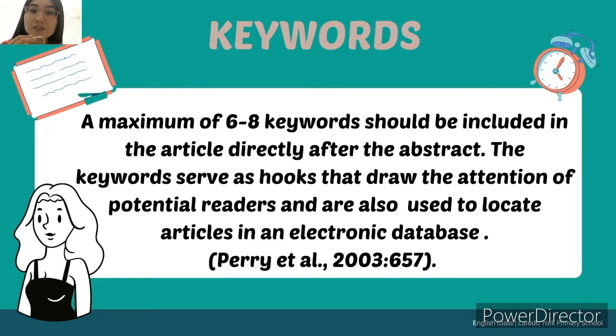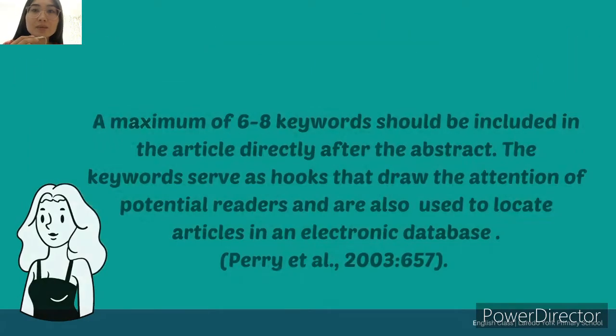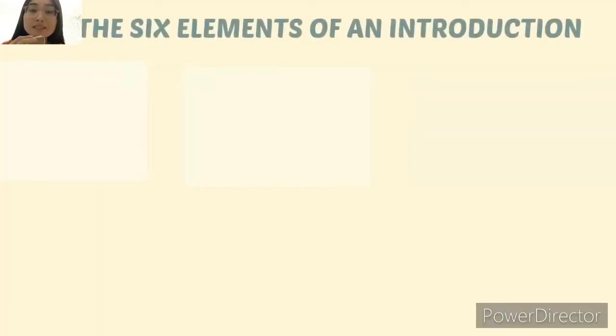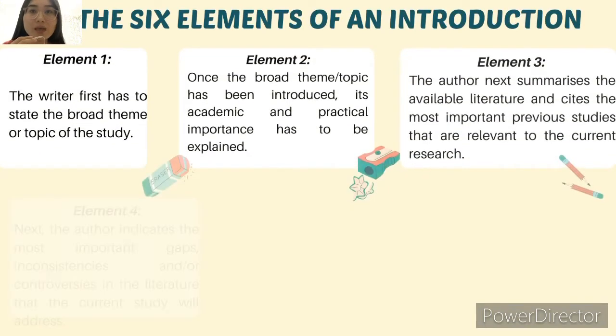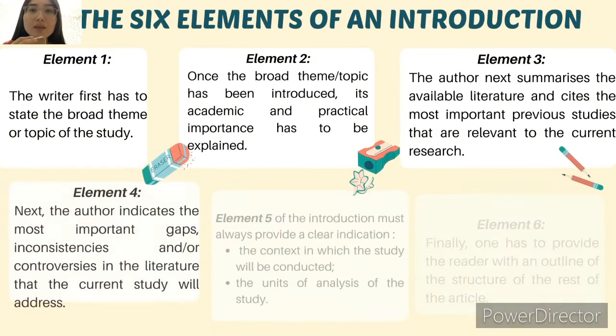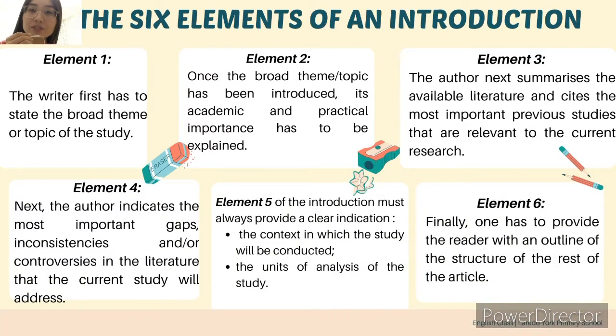An introduction generally consists of 6 elements. The first element: the writer first has to state the broad theme or topic of the study. The second element: once the broad theme or topic has been introduced, its academic and practical importance has to be explained. The third element: the author next summarizes the available literature and cites the most important previous studies that are relevant to the current research.